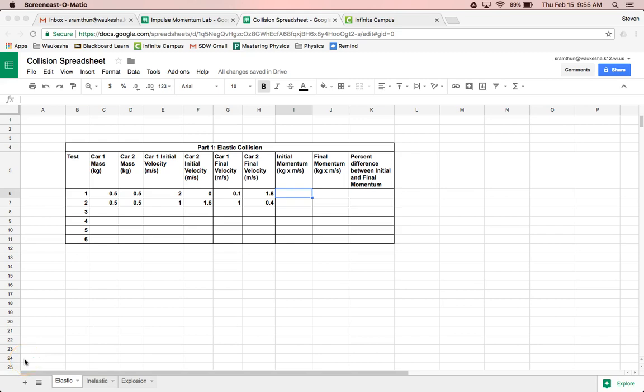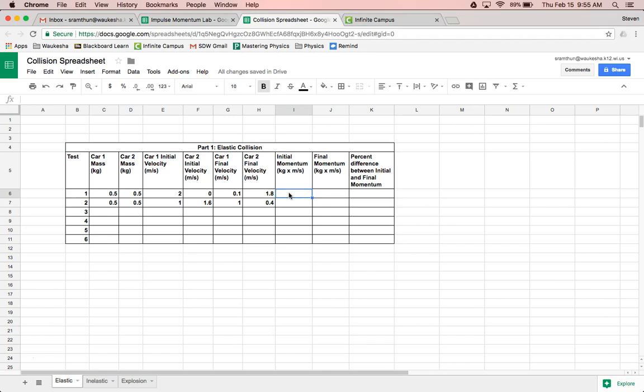All right, so you're going to have to enter some data in here. I just did a couple lines. You guys should have about 6. Car 1 mass, car 2 mass, my initial velocity of car 1, initial velocity of car 2, final velocity of car 1, final velocity of car 2.